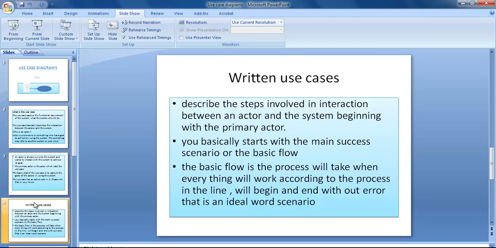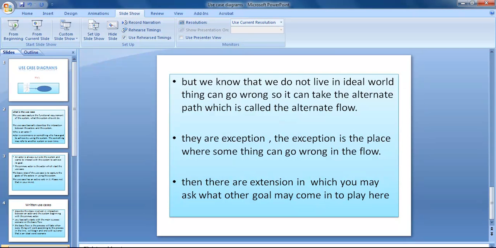The basic flow is the process that will be taken when everything works according to plan, from the beginning to the end without an error. This is an ideal world scenario. Okay, now let's move to the next one.